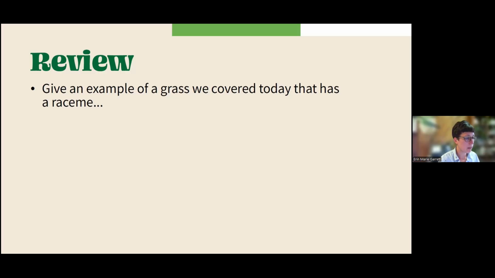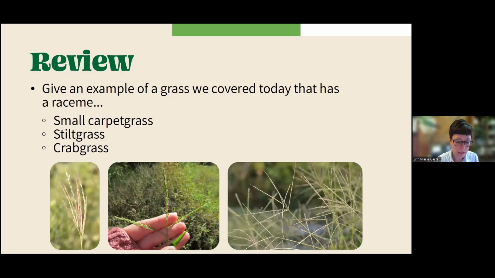Okay, I see some coming in the chat, some stiltgrass, some crabgrass. Excellent. We could also put that carpetgrass. Remember that one? That one was also a raceme. We'll put that one in there.